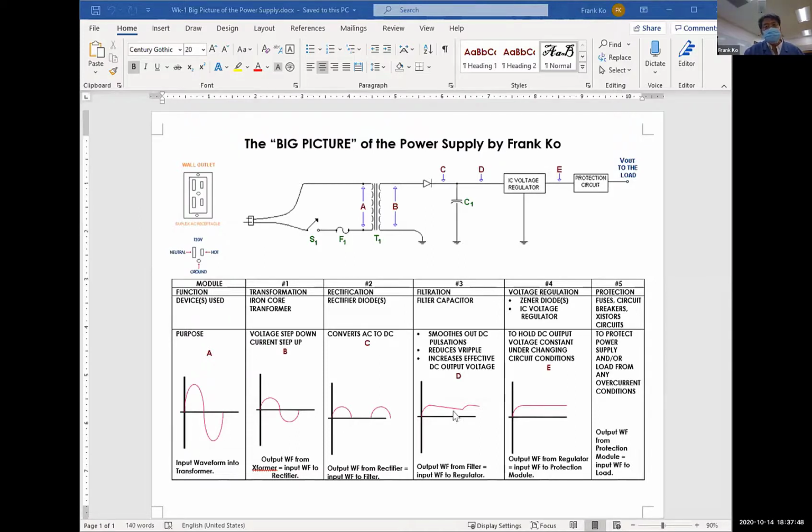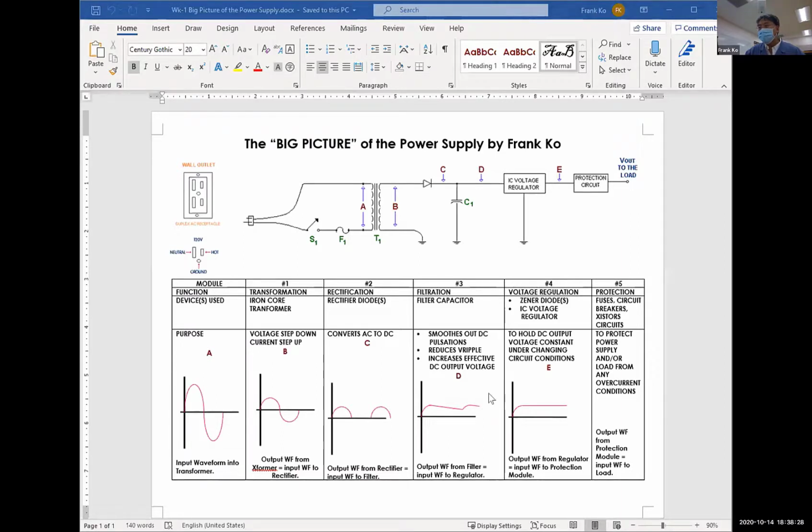Now take a look at waveform D. If you take a look at waveform D, where is the peak? Right here. Where is the valley? Right there. Isn't that the difference between the peak and the valley? The peak and the valley is your ripple voltage. And have we, by virtue of using the capacitor, reduced the ripple voltage? By smoothing out the waveform, we in turn are able to see less ripple voltage. How this works, we will talk about in much greater detail when we get to that particular part of the power supply. Next, third bullet point.